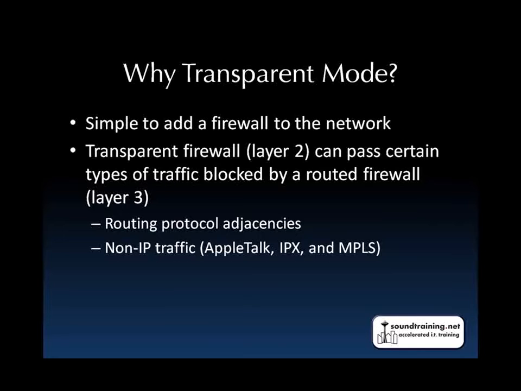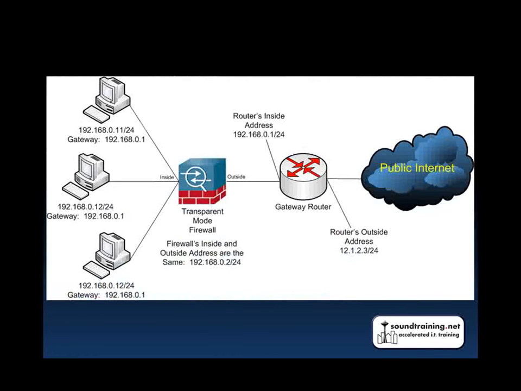Well, first of all, if you already have a network set up, it makes it very simple to add a firewall to the network. You don't need to do any renumbering, for example. And a transparent firewall operating as a layer 2 device can pass certain types of traffic that are blocked by a routed firewall operating as a layer 3 device. For example, routing protocol adjacencies or non-IP traffic, such as AppleTalk, IPX, and MPLS.